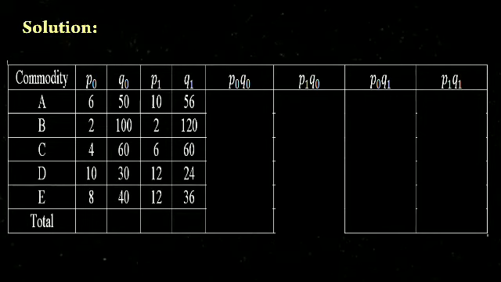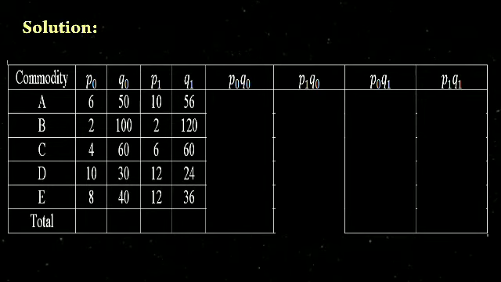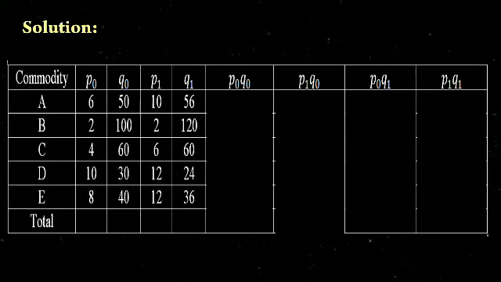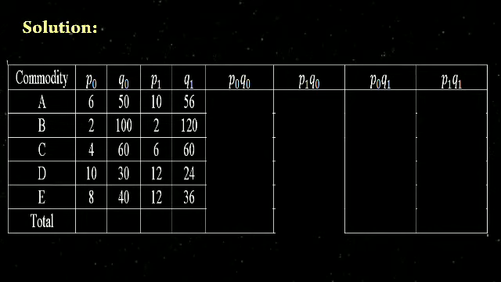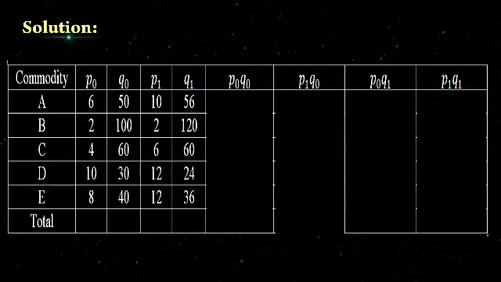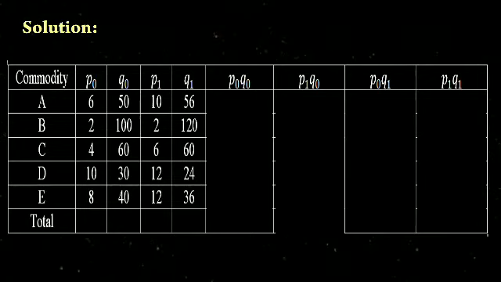So in the second column, write the variable name as P0. Under P0, copy the data 6, 2, 4, 10 and 8. Next column, quantity values are given for the base year. So under Q0, 50, 100, 60, 30 and 40. Next column, 2000 price values are given. 2000 is the current year, so its price is denoted as P1. Under P1, copy the data 10, 2, 6, 12 and 12. Next column, quantities are given for the current year, Q1, and copy the data 56, 120, 60, 24 and 36.